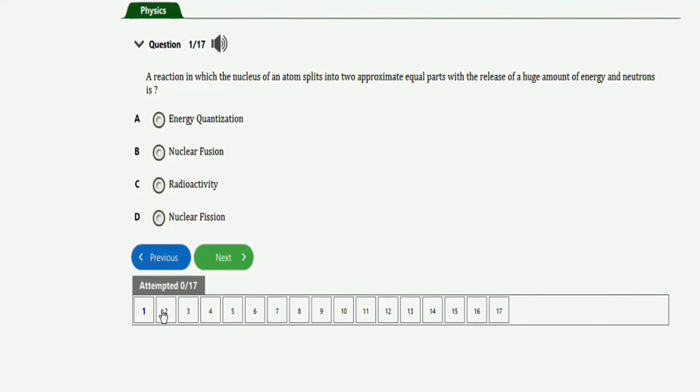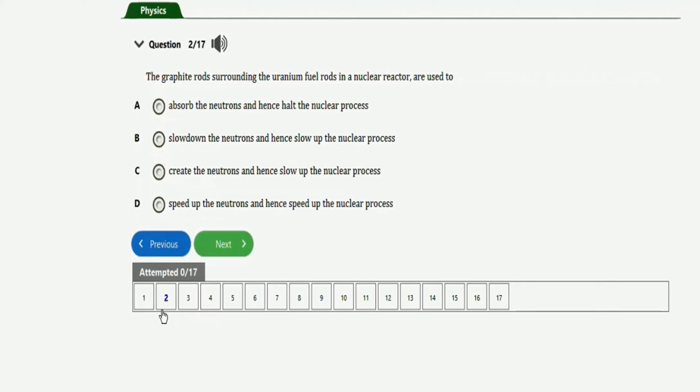The next repeated question will be this one. It says, the graphite rods surrounding the uranium fuel rods in a nuclear reactor are used to, option A, absorb the neutrons and hence halt the nuclear process. B, slow down the neutrons and hence slow down the nuclear process. C, create the neutrons and hence slow down the nuclear process. D, speed up the neutrons and hence speed up the nuclear process. So guys, the right option to this question is option B, which is slow down the neutrons and hence slow down the nuclear process.